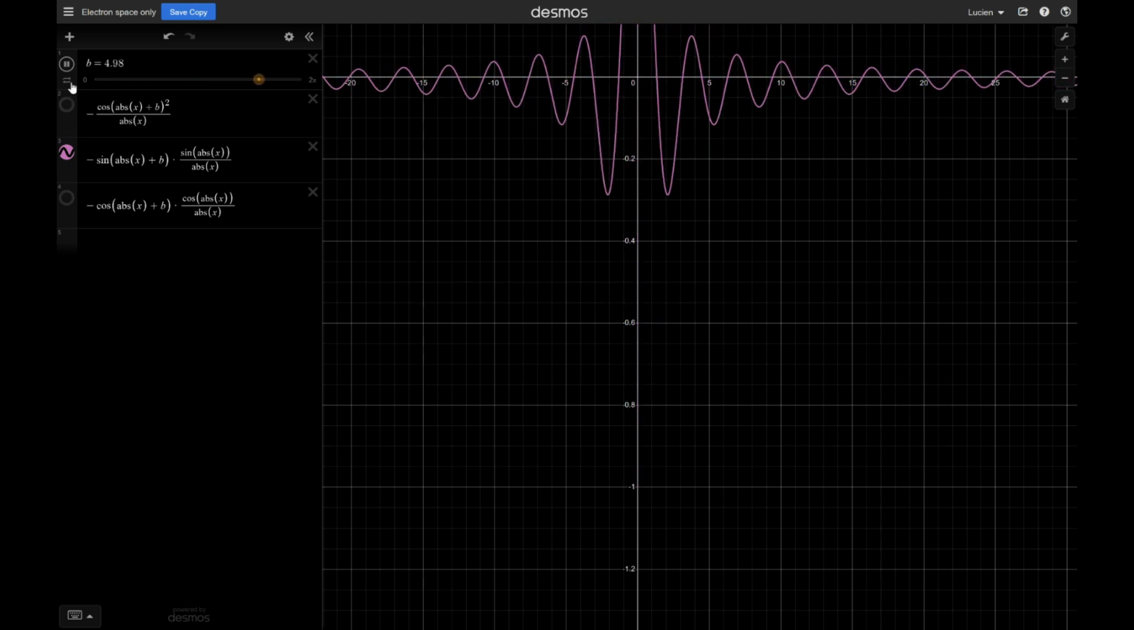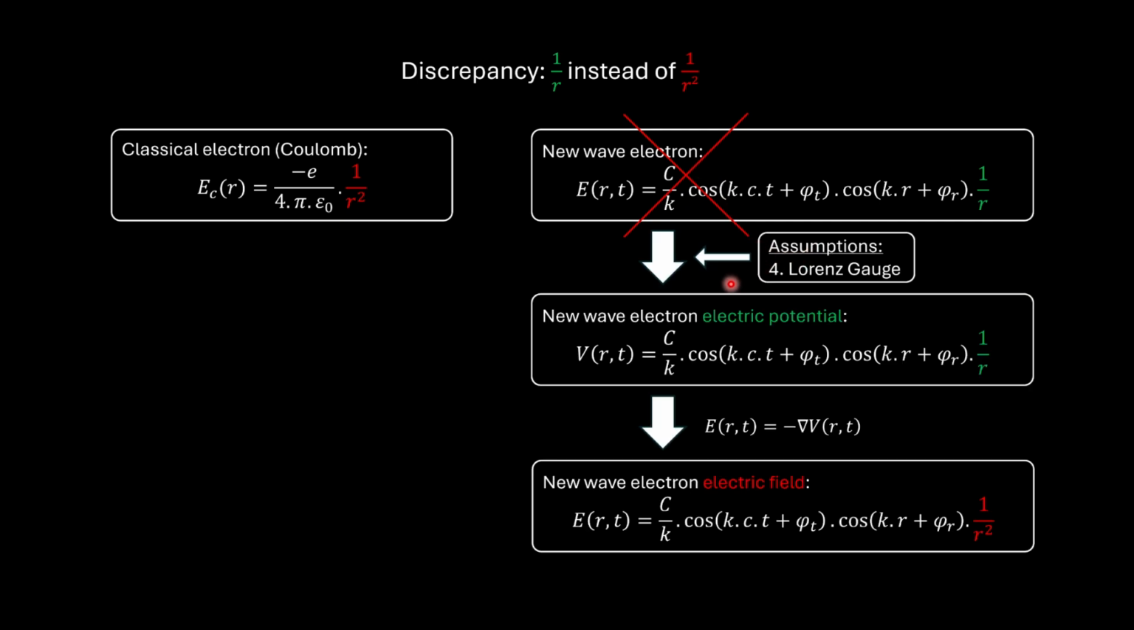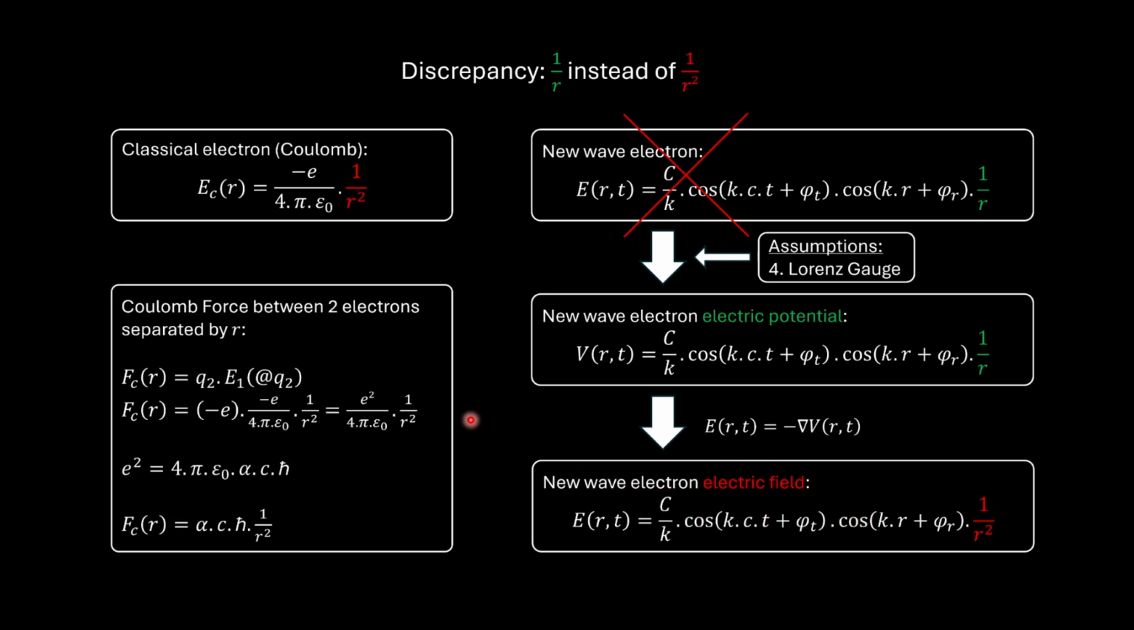Okay, we constructed an electron made of light. Let's compare it to what electromagnetism says. Oops, there's a 1 over r discrepancy. What we wrote is actually homogeneous to an electric potential, and we can write it like that if we assume a Lorentz gauge. Then we can derive the electric field from it using this formula. Okay, now it fits. To find the value of our constant c, let's compare it to the Coulomb force. The Coulomb force formula is this. But if we use this formula, we can rewrite it like this. I find it more elegant.